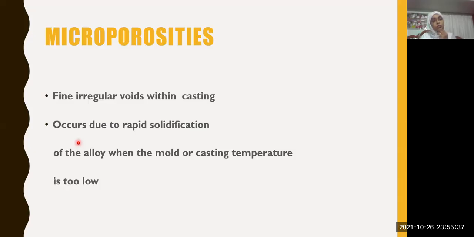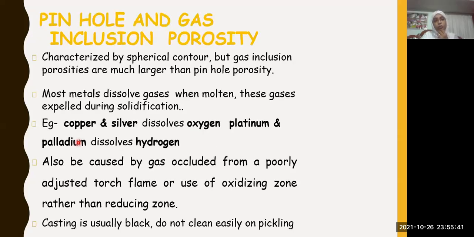Because when the temperature is too low, they solidify very fast, and because of that you can have microporosities. Okay, so the other porosity is pinhole and gas inclusion porosities, which again occur as a result of entrapped gases. Both are almost the same except for the fact that the gas inclusion porosities are much larger, and most of the metals we know absorb gases, and when you melt them, these gases are expelled.